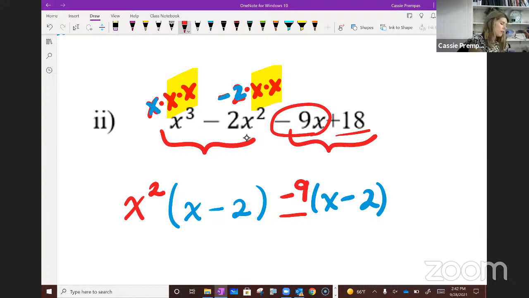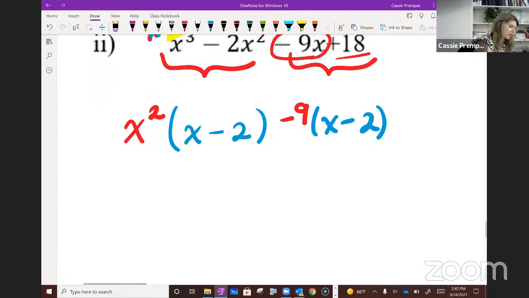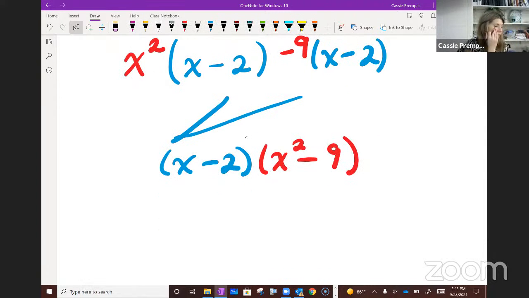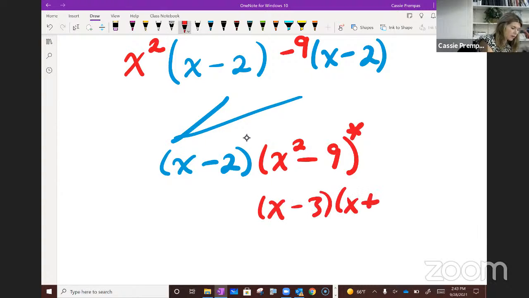Final step is take out the GCF. What is the GCF? X minus 2, good. And then I'm going to group x squared minus 9. And then lastly, you guys just did a bell ringer of reviewing all the old types of factoring. What can x squared minus 9 go down into? Oh, x squared, good. X minus 3 times x plus 3, or reverse order, however you want to write that. So this would be the final answer.